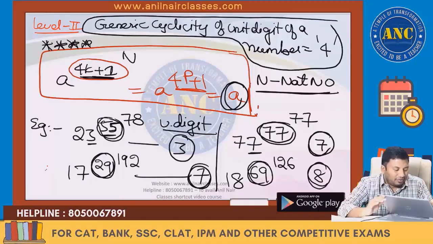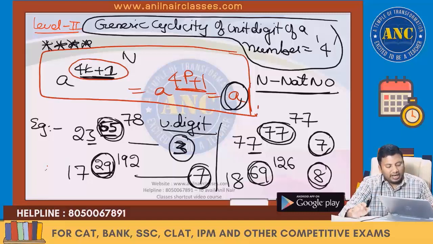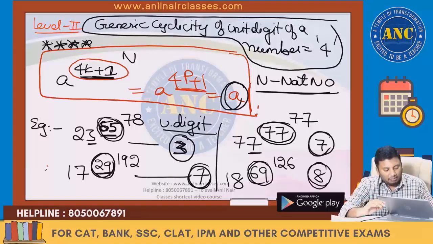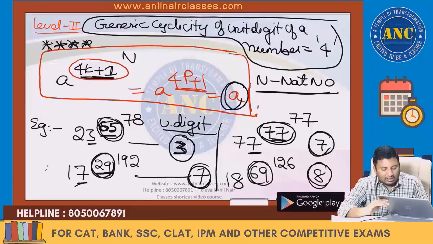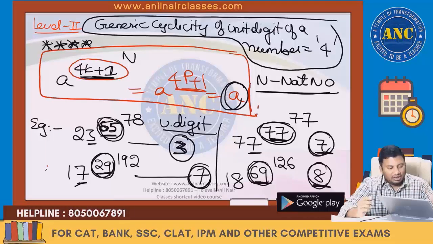So 3 power 65, sorry, it is 65. 4 16s are 64. 4k plus 1 power any number, the answer is the unit digit. 4 7s are 28, plus 1, 4k plus 1 power any number, the unit digit is 7. 4 19s are 76 plus 1, 7. 4 17s are 68 plus 1, it is 8. I will do it case by case, then I will do a lot of problems. I hope it is clear.